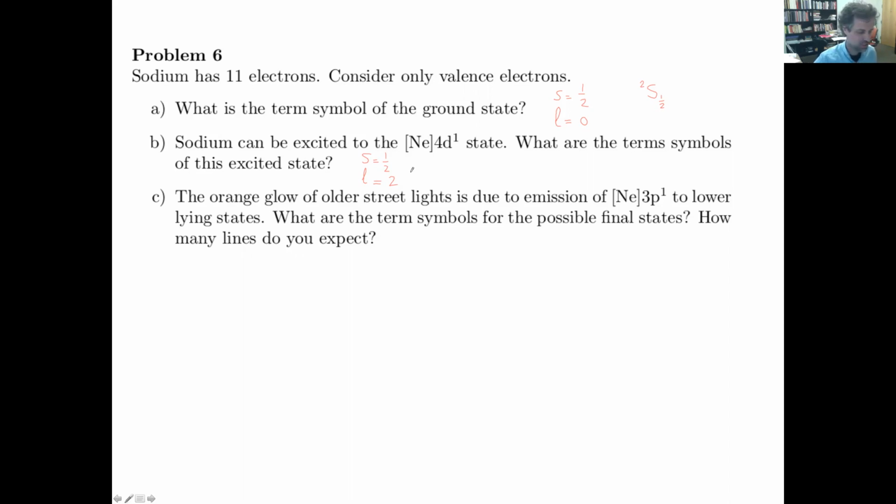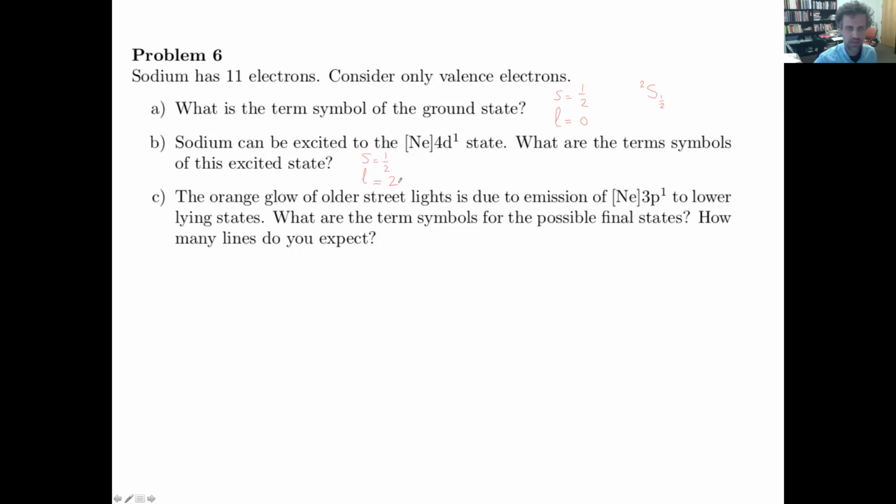Okay, so that's just a detail, just to let you know. Not every excitation needs to happen through a photon, for which there are strict selection rules. We can also excite the electron through different means, putting energy into the system through different means. Okay, so these are my S and L, and what I have to figure out now is the term symbol.